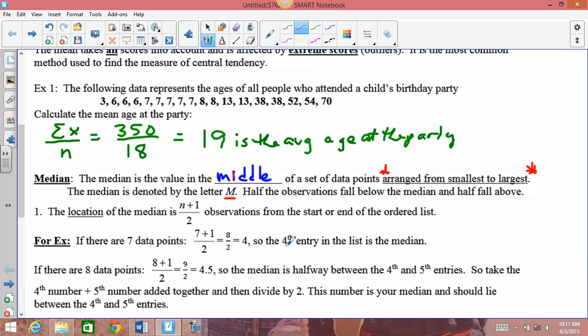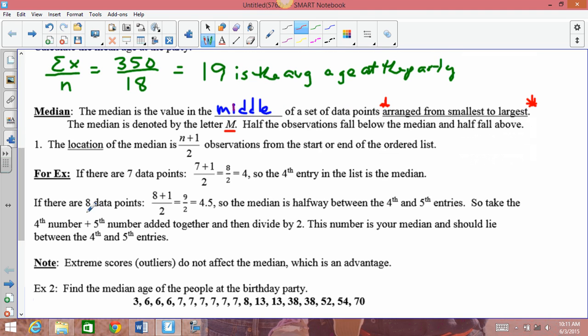And then what I should find is 3 data points below me and 3 data points above that median. Say for example there were 8 data points. Again, to find out where my median is, for n I put in my 8 plus 1 divided by 2. Obviously that's 9 over 2, which gives you 4.5. So what that tells us is that the median's halfway between the 4th and the 5th entries.